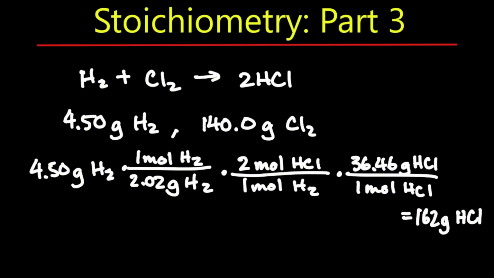Now that we know how many grams of HCl will be produced by the hydrogen, let's talk about the chlorine. It's a similar process. 140.0 grams of chlorine converted into mass.